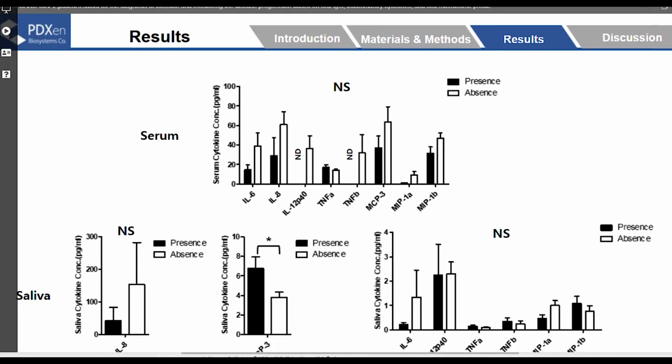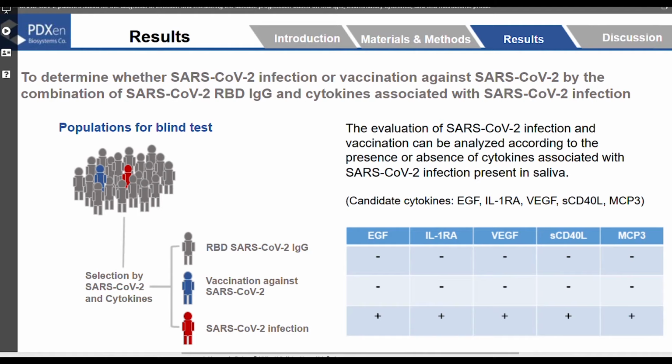This is the same in the serum, because all of the literature says the cytokines are very important. COVID-19 impacts the cytokines, and then the cytokines increase. But when I measure the serum, we cannot detect a big difference between the two groups. But when you pick up the saliva, we can see MCP3 shows a significant statistical difference. We found that one.